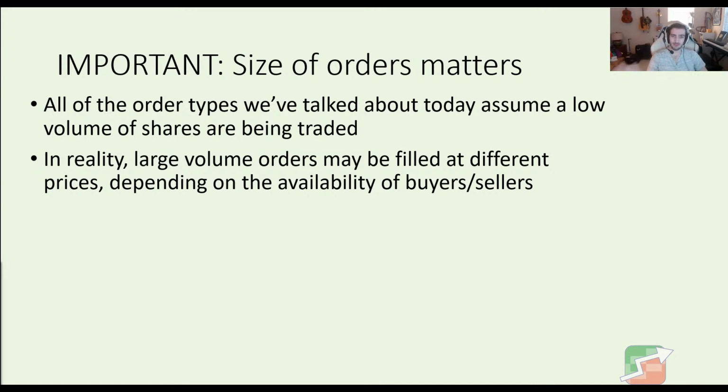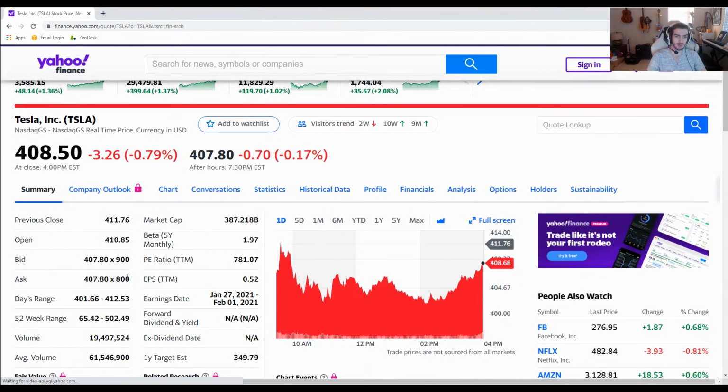So the prices you buy at may change, and that depends on the availability. Let's pull up our Tesla chart again. We see here that this bid offer is for 900 shares and this ask is for 800. What if I wanted to buy 1,000 shares? I'll buy these 900, but then I'm going to have to buy another 100 on top of that. So that may change significantly the price that you end up paying. By the way, the big bid-ask spread right now is at 0.